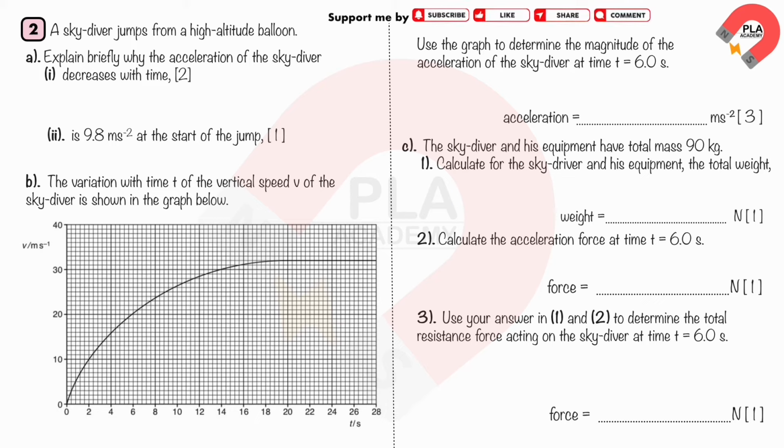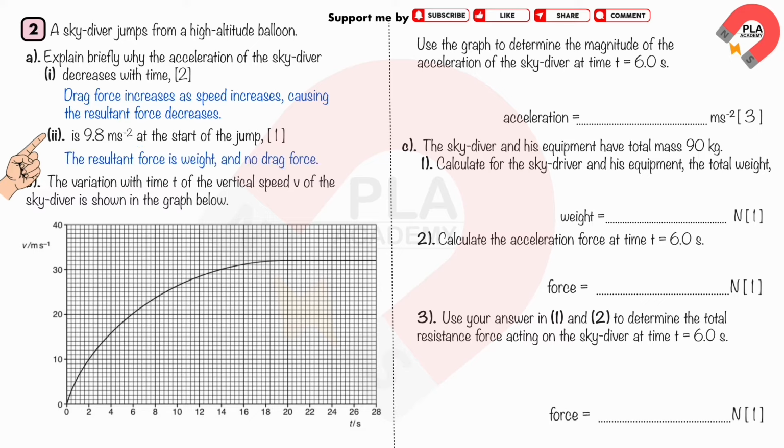Exam style question 2. A skydiver jumps from a high-altitude balloon. A. 1. Explain briefly why the acceleration of the skydiver decreases with time. Drag force increases as speed increases, causing the resultant force to decrease. 2. Explain briefly why the acceleration of the skydiver is 9.8 meters per second squared at the start of the jump. The resultant force is weight acting downward, and there is no drag force.